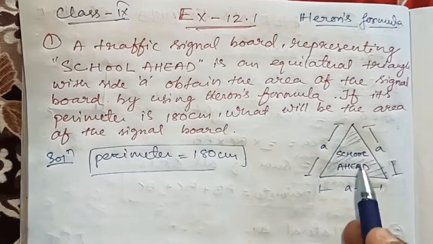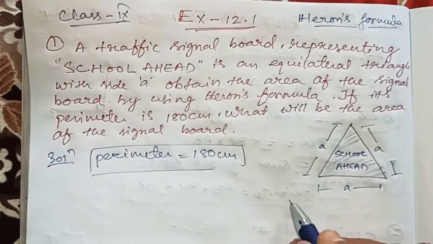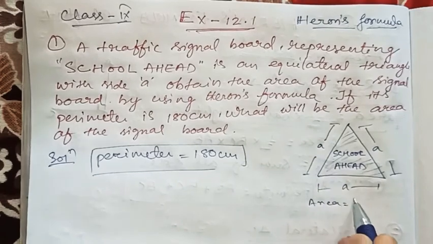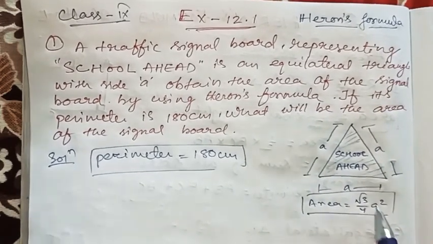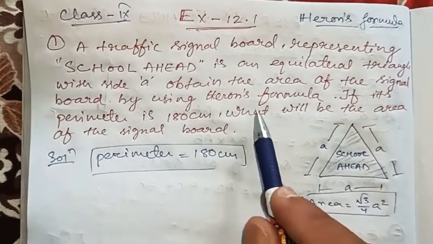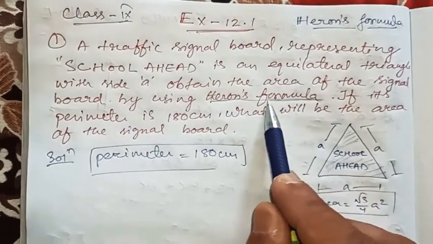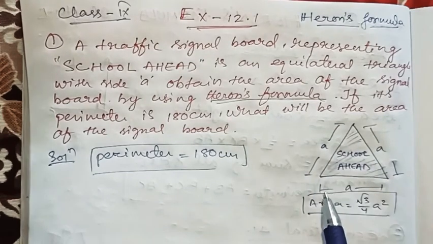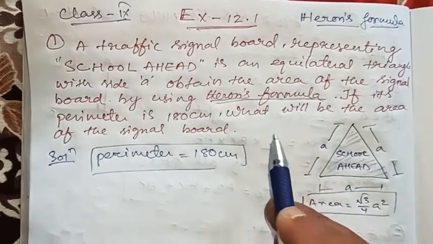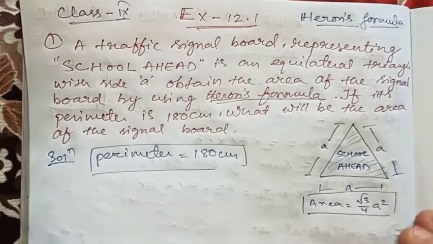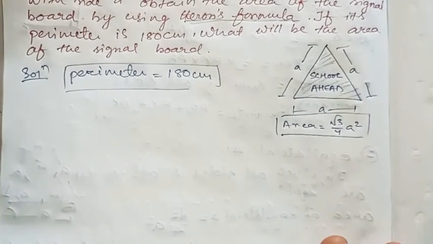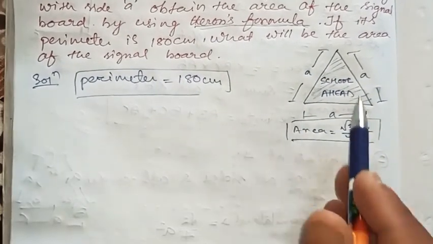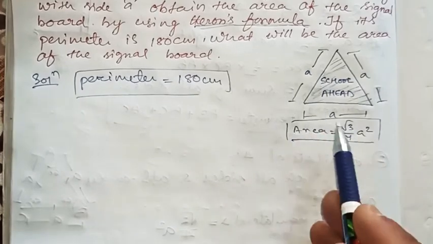So already I have given you the area of an equilateral triangle is root 3 by 4 a square. This is a very easy formula to calculate the area of this triangle. For this question you have to use Heron's formula to find the area of this triangle. Remember, Heron's formula can be used to find the area of any triangle, either it is equilateral, right angle, scalene, isosceles, obtuse angle, acute angle, any triangle. So first of all we will find out the side of the triangle.